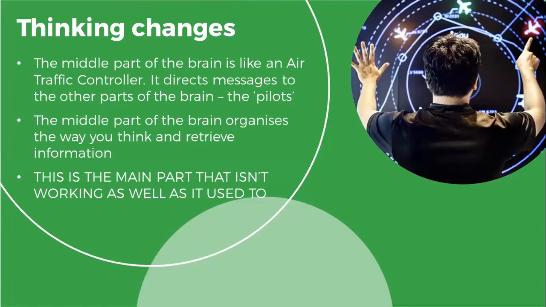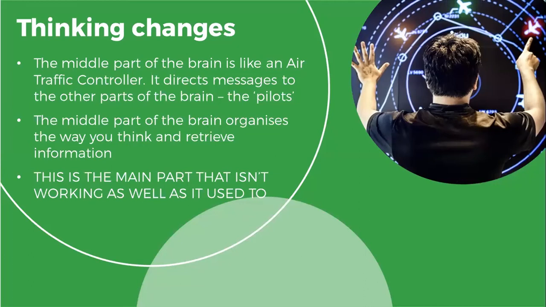So we're moving on to thinking changes. When we talk about thinking changes, or try and empathize with the person with Huntington's and what they're experiencing, it's really useful to think about the brain in a pretty basic way. We know that different parts of our brain do different things and have different roles.